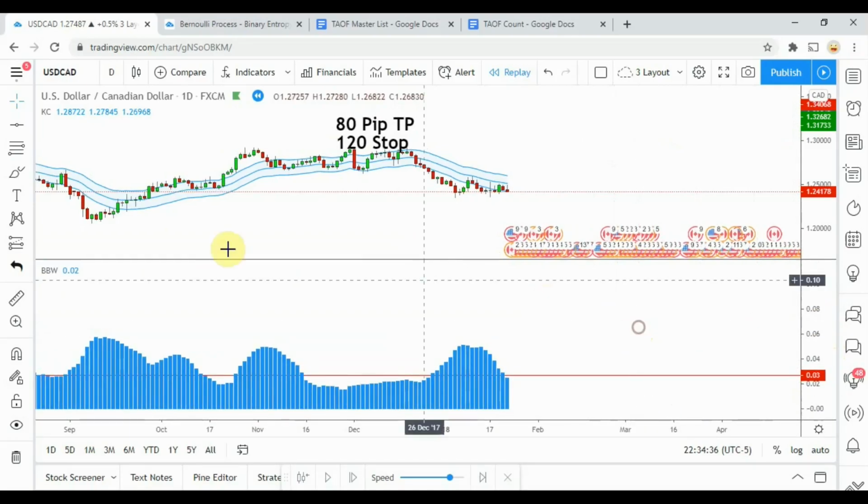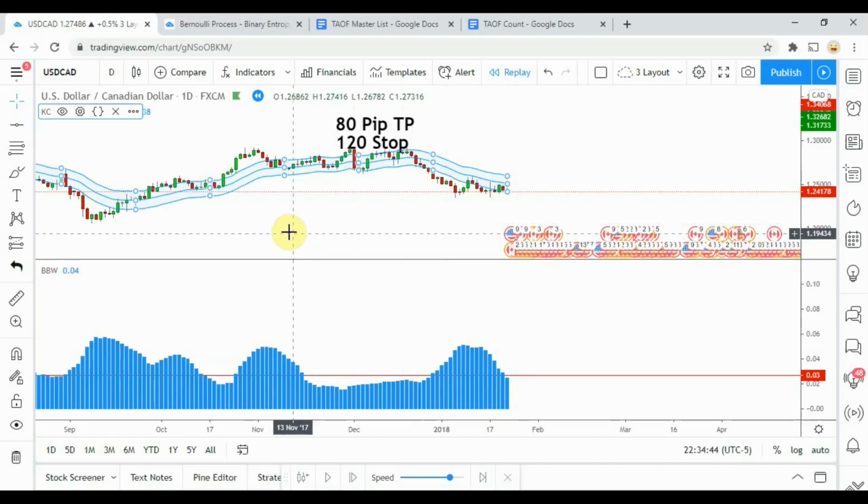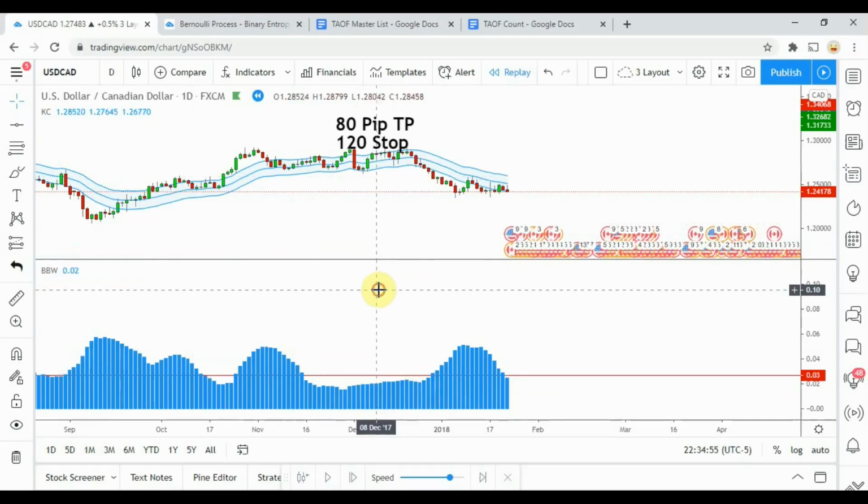And so what you will have to do, and the Keltner channel is just your standard Keltner channel. I haven't changed anything on the Keltner channel at all. So there are the settings. The Bollinger Band width is on your standard 20 length settings as well. I haven't changed anything in that regard.